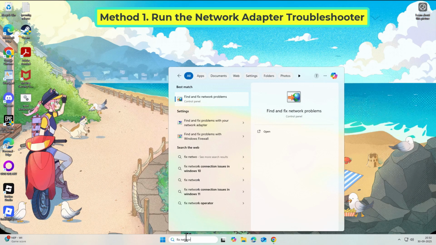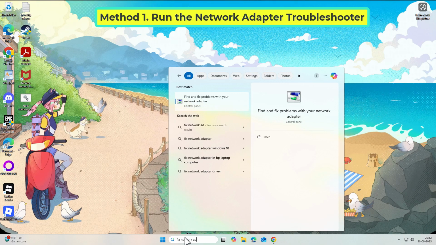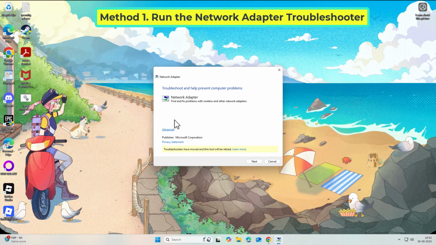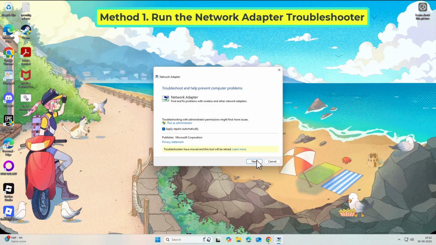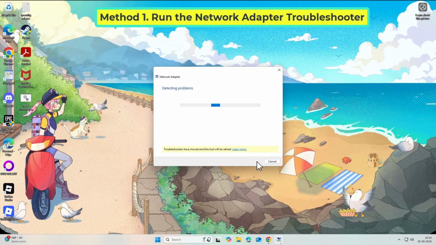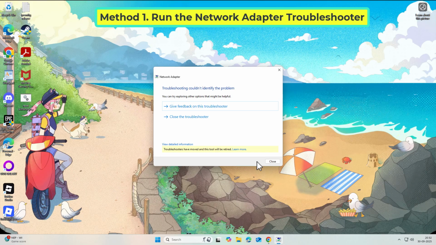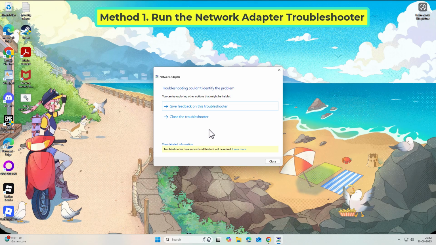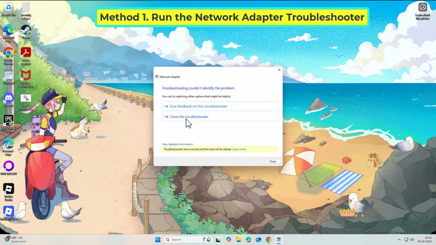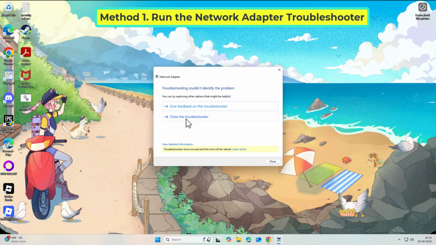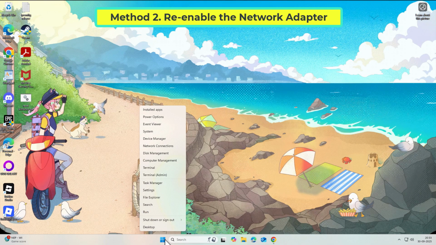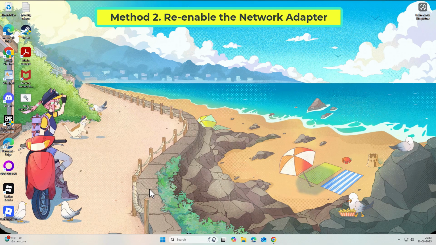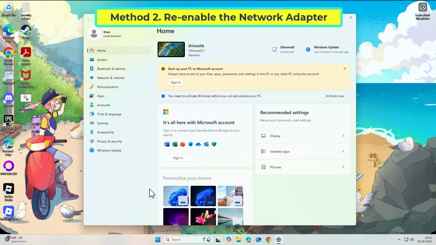Method 1. Run the network adapter troubleshooter. Method 2. Re-enable the network adapter.